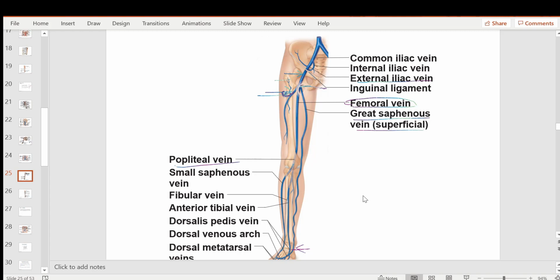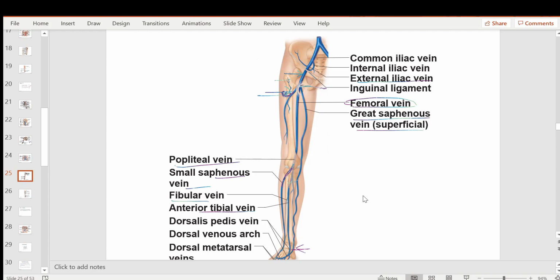and then the lower end of popliteal divides into, you see here, the small saphenous vein in the leg. That is another superficial vein. So you got great saphenous and small saphenous, right? And there are two saphenous, and also we get anterior tibial, posterior tibial, and also from posterior tibial we get the fibular vein.